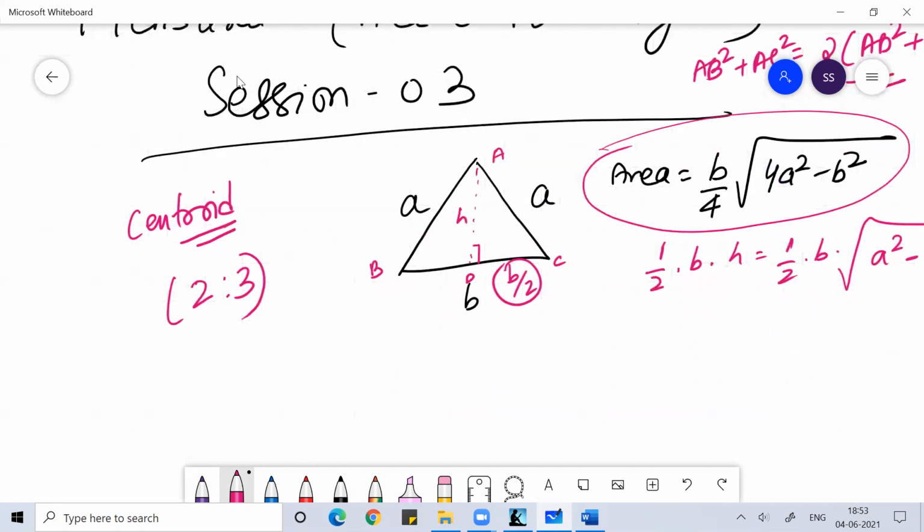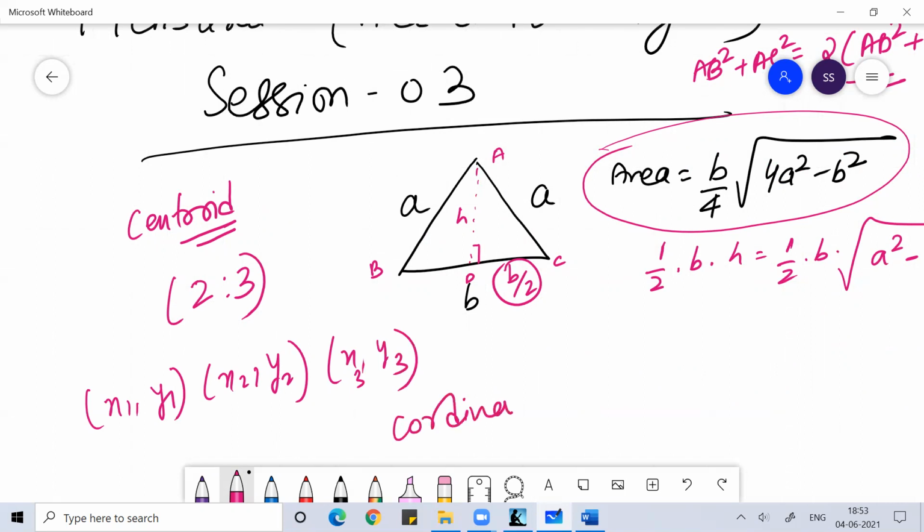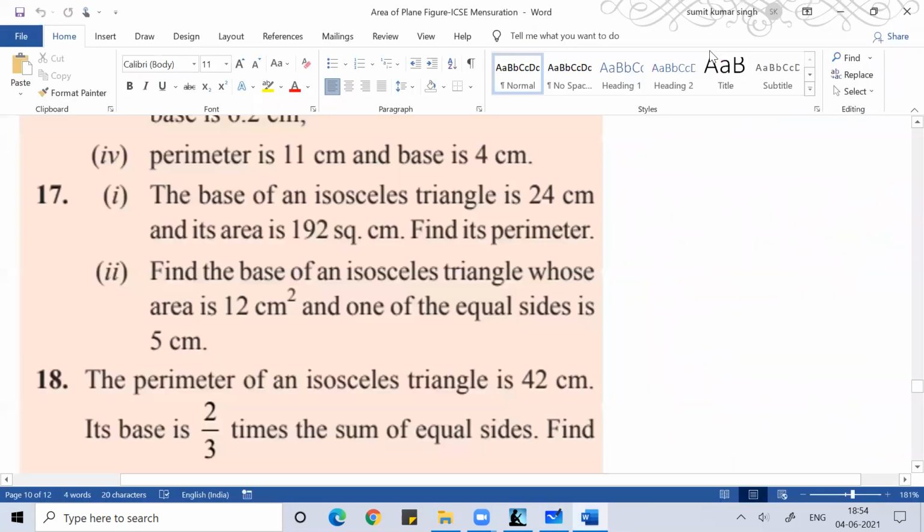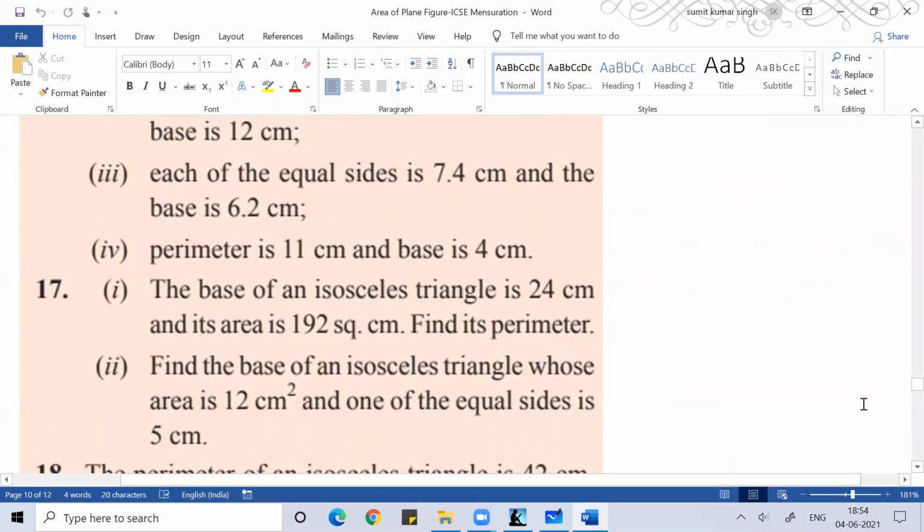Okay, and you can remember if x1 y1, x2 y2, x3 y3 are the coordinates of the three vertices of the triangle, then what is the coordinate of the centroid? The coordinate of the centroid, you remember, was x1 plus x2 plus x3 by 3 and y1 plus y2 plus y3 by 2. That was the coordinate of the centroid. I hope you remember, this is good revision. So now we have done yesterday till question number 16. Okay, so we'll do question number 17. Tell me the answer, question 17 answer.